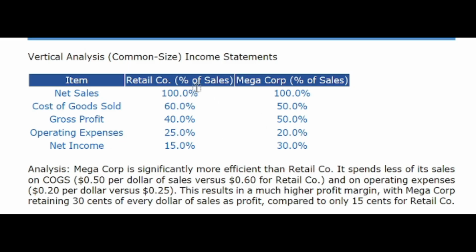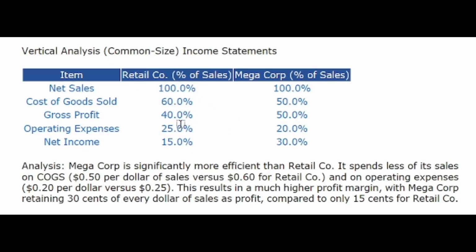If you are looking into operating expenses, here it is 25% of net sales. Here it is only 20% of net sales. So that means this company is doing better. When you're looking into net income also, this company is 15% and this company is 30%. Here you can easily say the profitability is higher in Mega Co because it has 30% in net profit margin. But for the first company, Retail Co, it has only 15% net income.